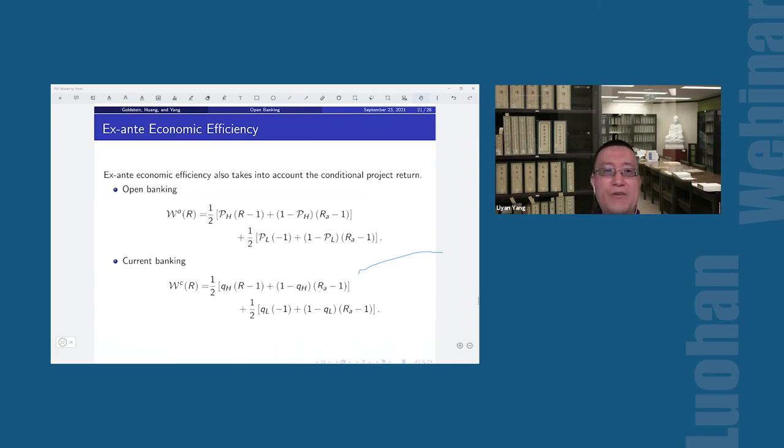So we compute the overall welfare. You can think about open banking this way. This one is given theta equal to H, and with probability PH, the project will be funded. That's the revenue, which is R, and this is the cost. Or it is not funded, and if you're not funded, the firm will put the money into a risk-free investment, minus the cost. And this case is theta equal to L. If theta equals L and it's funded, that's bad because you generate zero. And if it's not funded, you put the money into the alternative that will generate RA. So that's the overall welfare for open banking. Similarly, you can compute the overall welfare under the current banking system, and we can compare them.